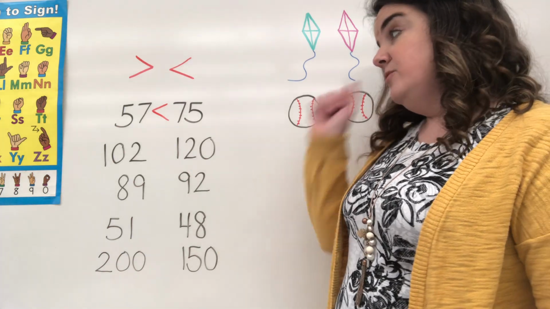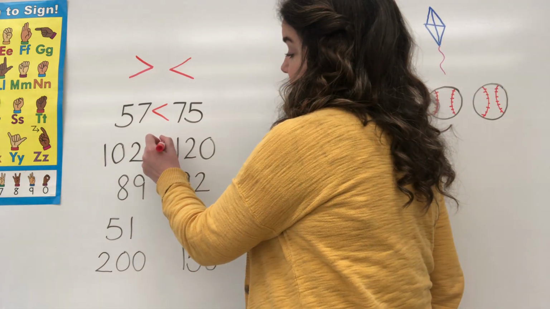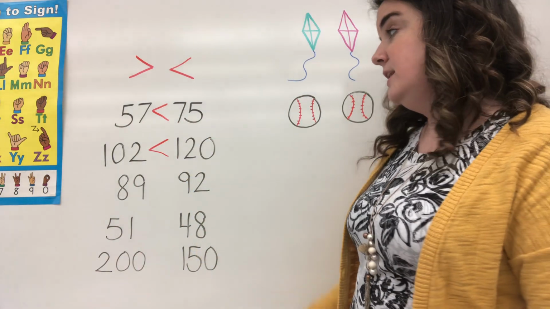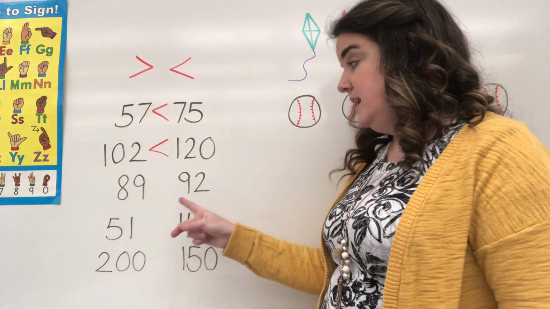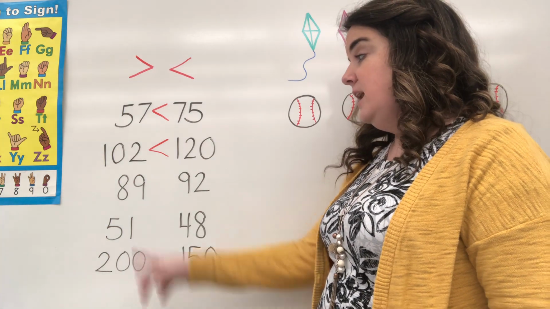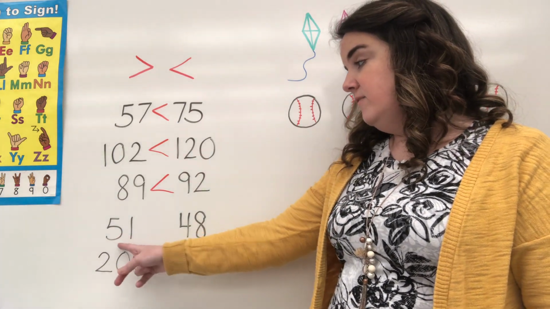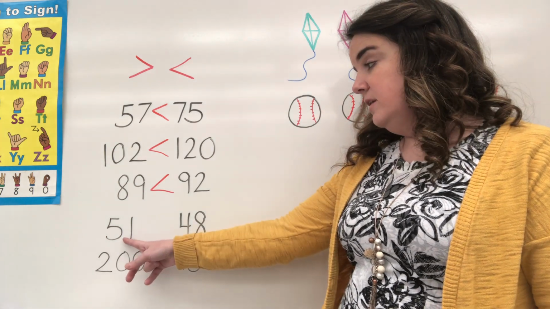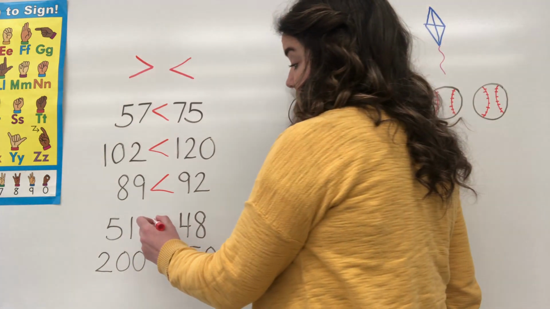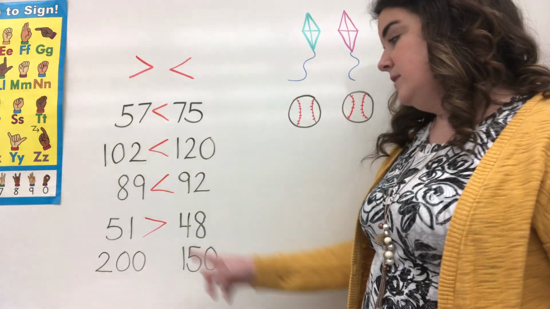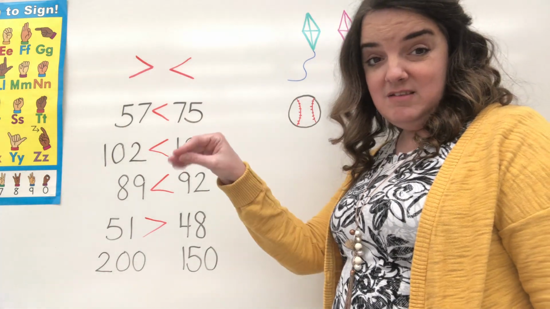Okay, 102 and 120. Is 102 greater than 120 or less than 120? And the correct answer, 102, is less than 120. See, notice how the bigger side is pointed towards the bigger number. Okay, next one, 89 and 92. 89 would be less than 92. Very good, let's move on. 51, 48. Is 51 greater than 48 or is 51 less than 48? And the correct answer, 51, is greater than 48. And notice the bigger side is pointed towards the bigger number, as the dinosaur likes to eat the bigger numbers.